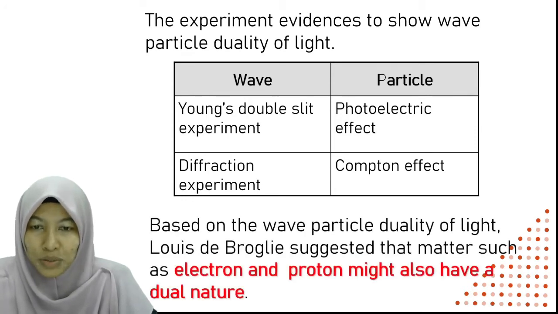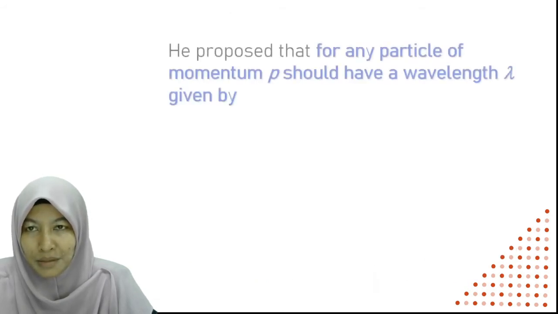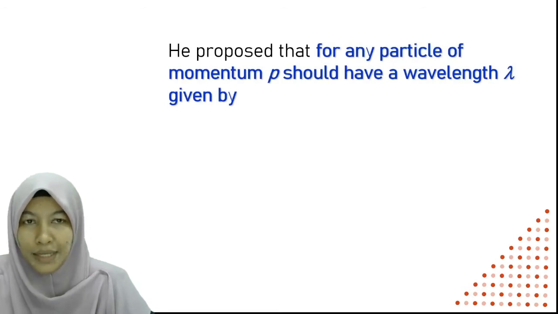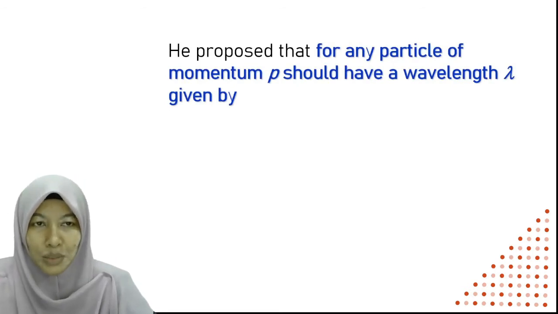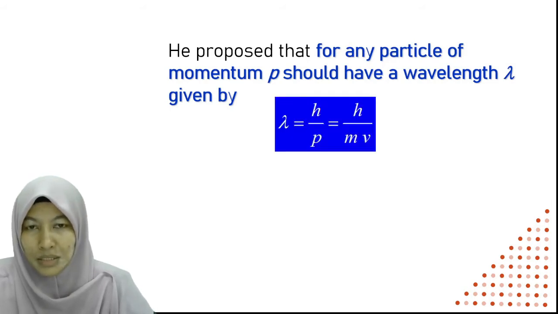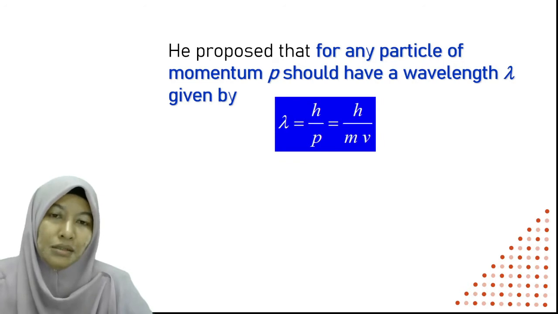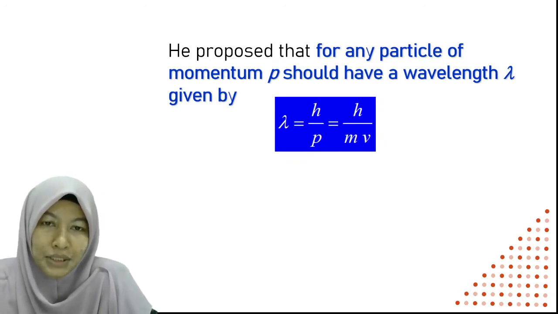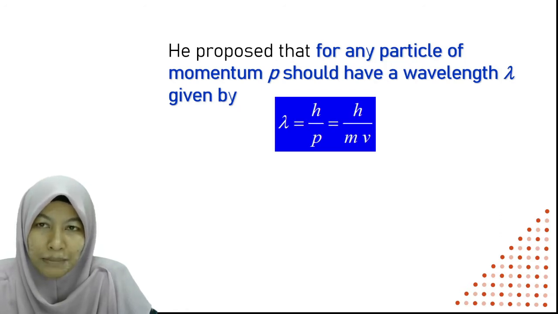Based on the wave particle duality of light, Louis de Broglie suggested that matter such as electrons and protons might also have a dual nature. He proposed that any particle of momentum p should have a wavelength lambda given by lambda is equal to h over p, and equal to h over mv. So kita lihat dekat sini di mana relationship between lambda and v is bila v tinggi maka lambda bagi suatu partikel adalah lebih kecil.